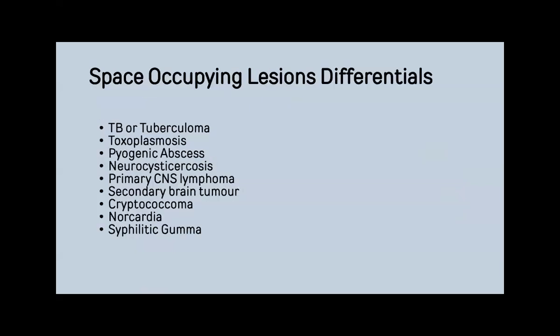If a CT scan is available, these are some of the differentials that we look at in our setting. So TB or tuberculoma, toxoplasmosis, pyogenic abscess, neurocysticercosis, primary CNS lymphoma, secondary brain tumor, cryptococcoma, nocardia, and syphilitic tumor.